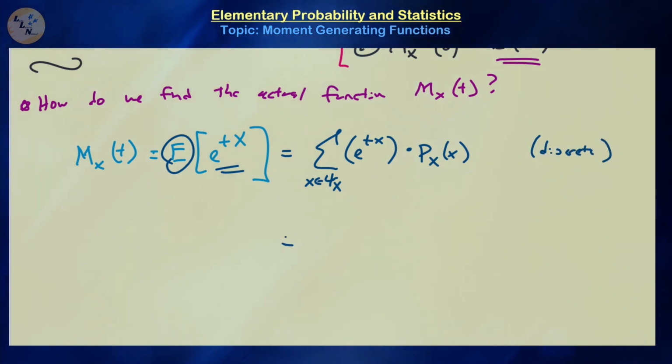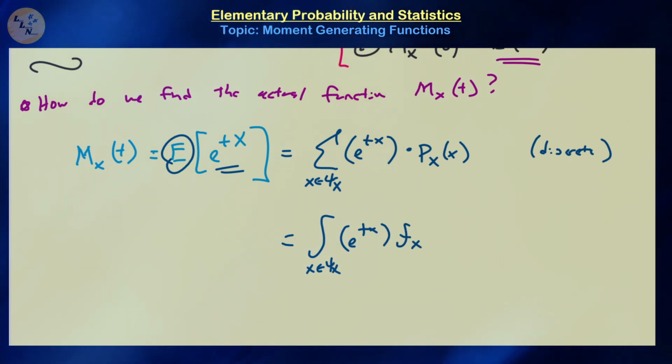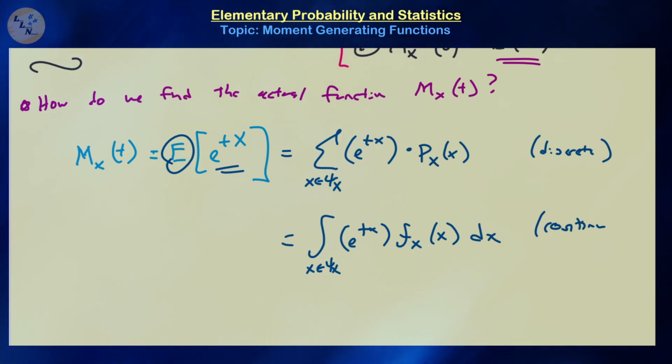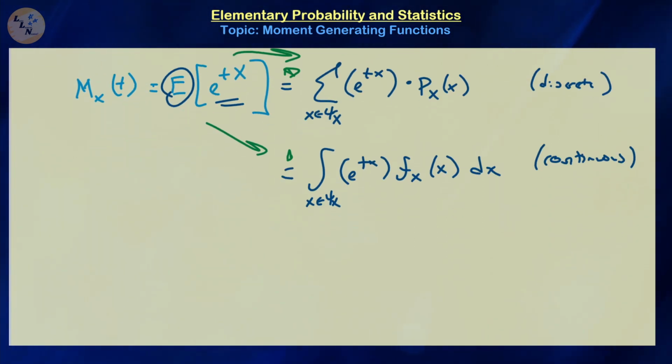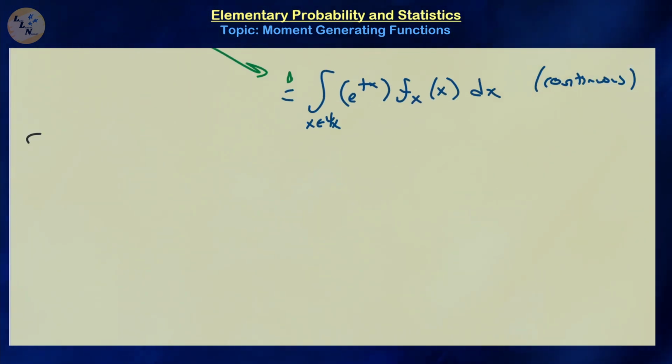and if it's continuous, that's just going to be the integral over the support of our random variable of e to the tx times our probability density function. And that's what we're going to do if it is continuous, right? So we have two directions for which this can go, which of course varies depending on whether it's discrete or continuous. So let's just do an example of each, discrete and continuous, and see how we would actually generate the moment generating function of some particular random variables that we've already been exposed to.